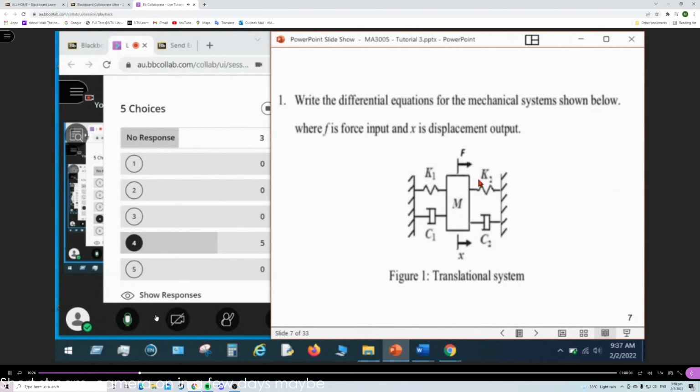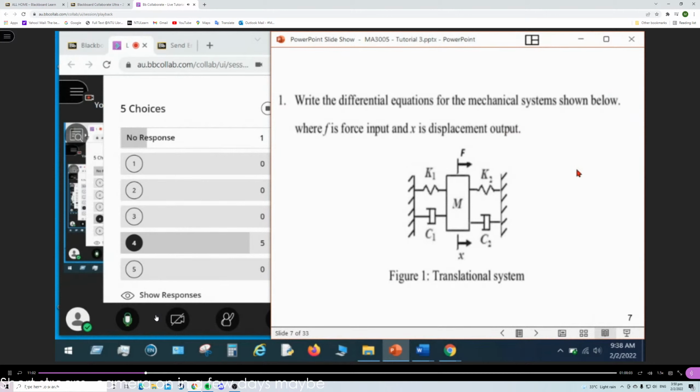Okay, let us start. This is one of the 2 easy questions. Write the differential equation for the mechanical system shown below. Here we only have a mass, spring and damper. The force F is the force input, and X is the displacement output. So we need to write the equation.